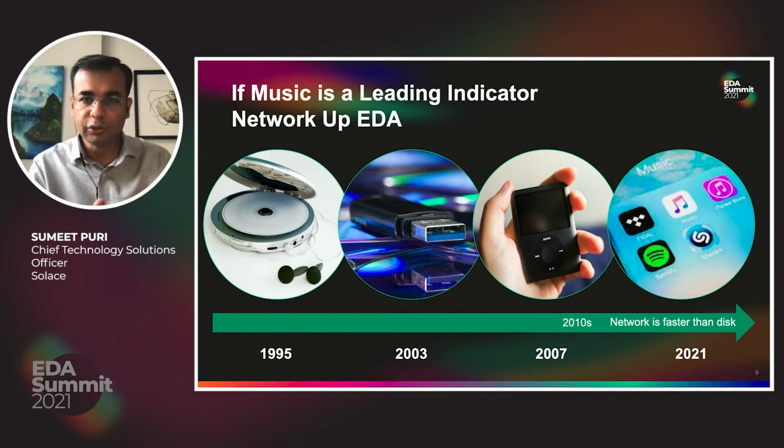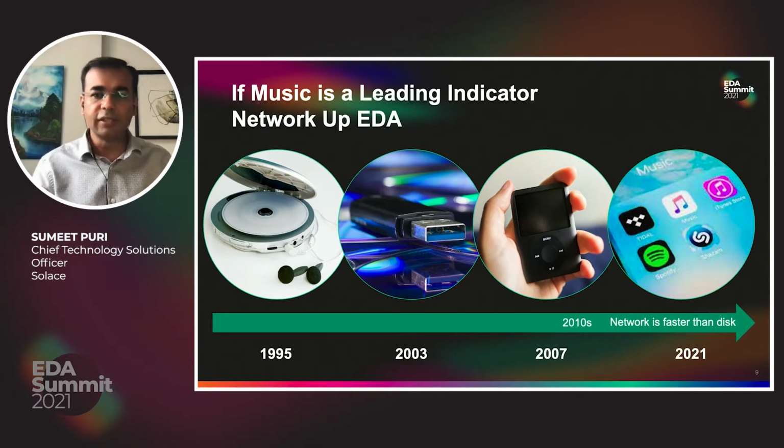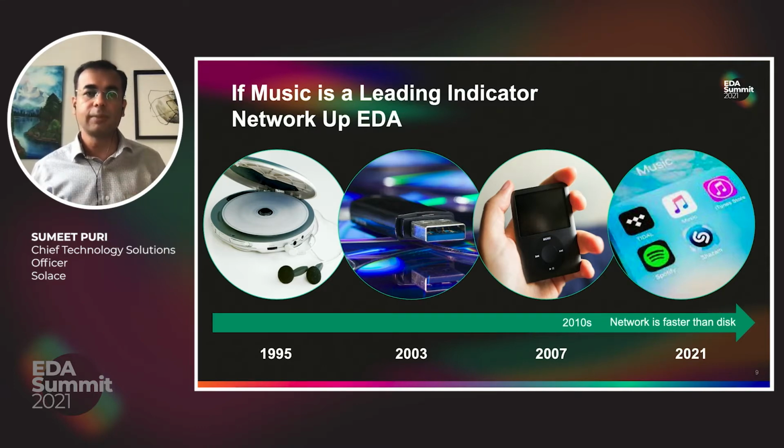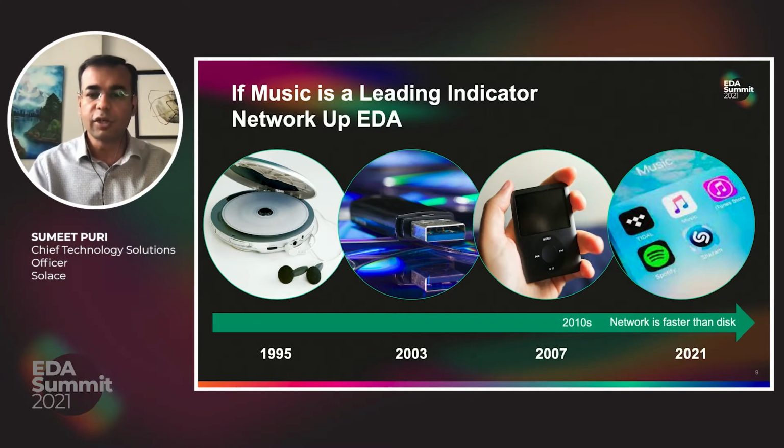And hence the evolution. We used to carry our music on CD-ROMs and USB drives, and then iPod and the MP3 players came in. And now from Spotify to Tidal to Apple Music, pick your favorite service, we are all streaming our music. The event called music is traveling over the network as streams. And that's the evolution of today's event-driven architecture, distributed systems, distributed events, and we'll talk about that.